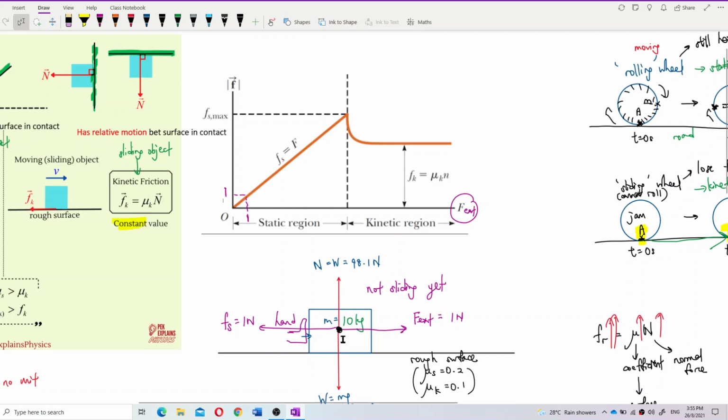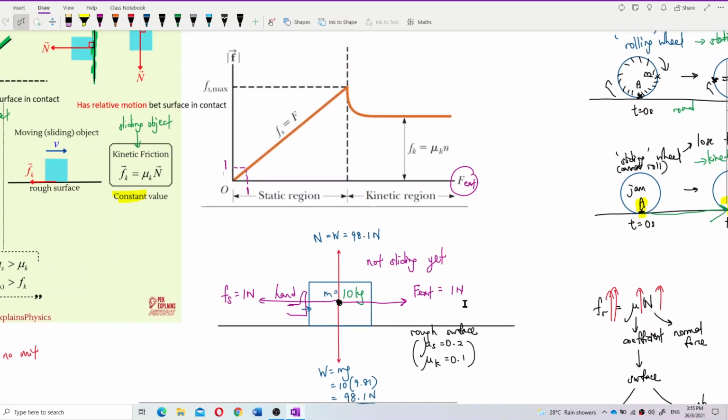Now I push with a greater force. Let's say now I push with 2 Newton. The static friction will also be 2 Newton. If I push with 3 Newton, the static friction also will be 3 Newton. Understand? That's why it's not moving.